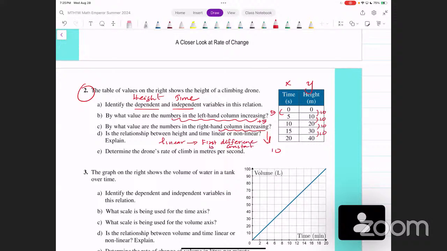Now the next one, growth rate. To calculate the growth rate, we need 2 points. I can choose 5 and 10, 10 and 20. So 20 minus 10 over 10 minus 5, which is 10 over 5, which is 2 meters per second, isn't it?